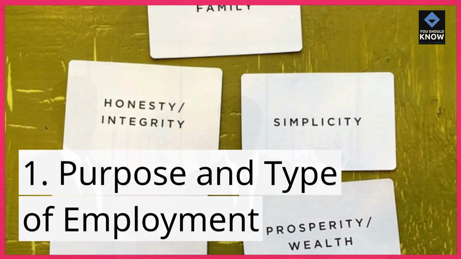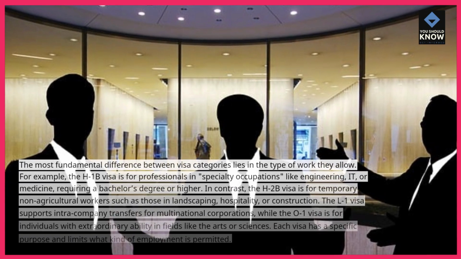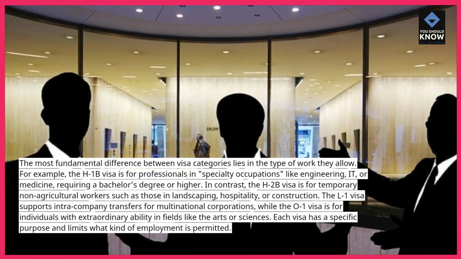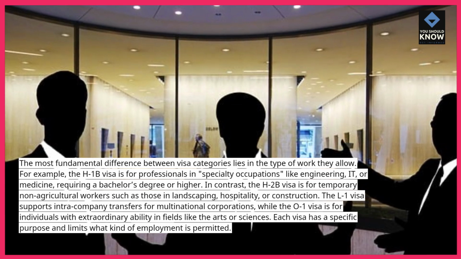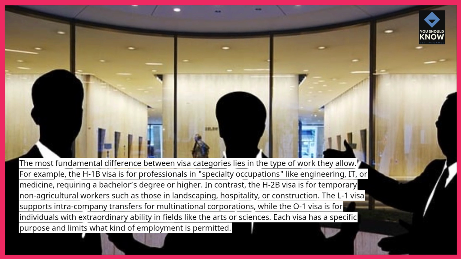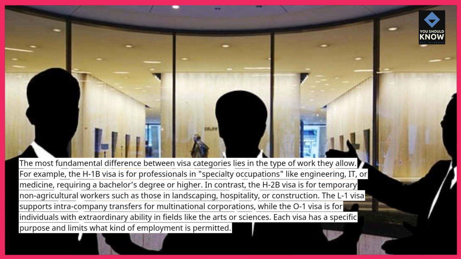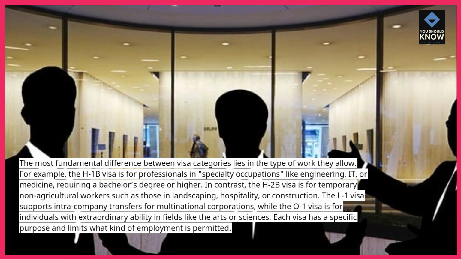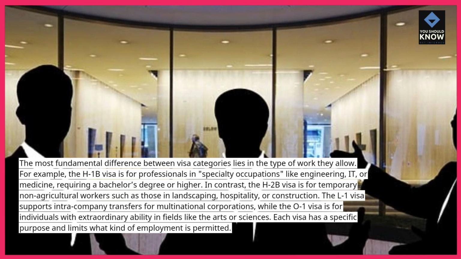1. Purpose and type of employment. The most fundamental difference between visa categories lies in the type of work they allow. For example, the H-1B visa is for professionals in specialty occupations, like engineering, IT, or medicine, requiring a bachelor's degree or higher. In contrast, the H-2B visa is for temporary non-agricultural workers such as those in landscaping, hospitality, or construction. The L-1 visa supports intra-company transfers for multinational corporations, while the O-1 visa is for individuals with extraordinary ability in fields like the arts or sciences. Each visa has a specific purpose and limits what kind of employment is permitted.